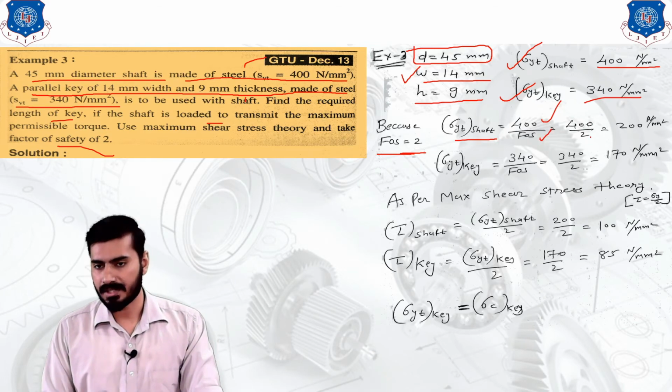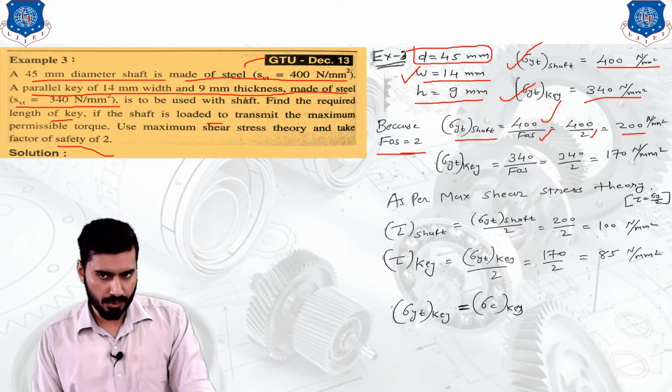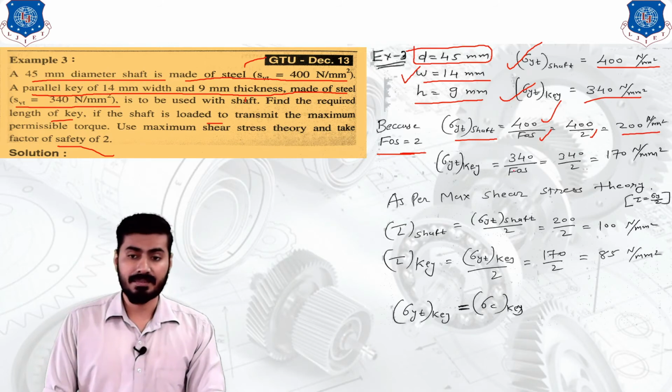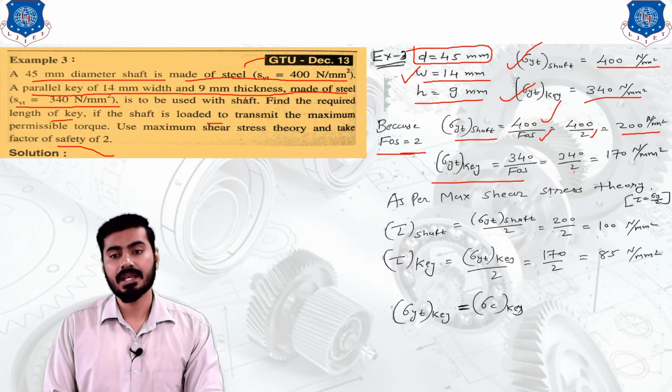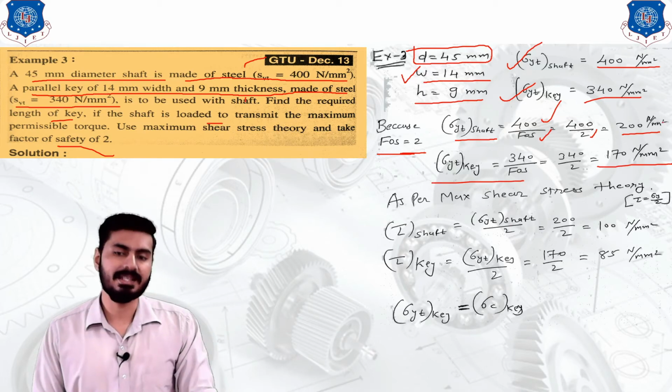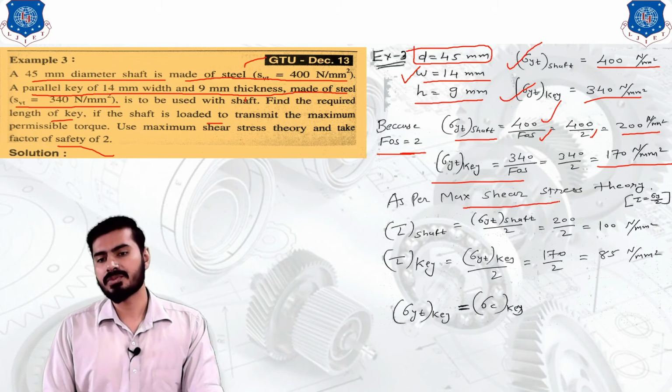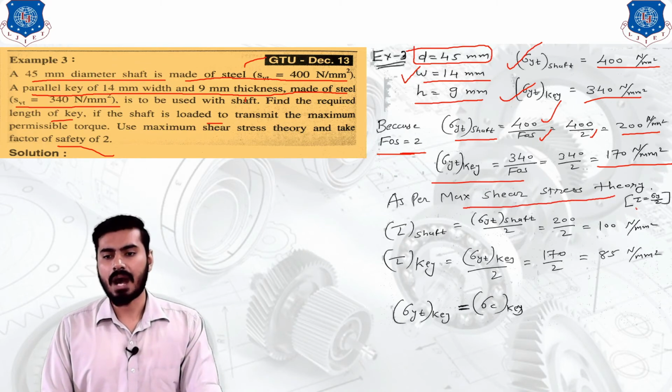So the factor of safety is 2. If you divide by 2, you will get the allowable stress as 200 Newton per mm square. A similar method is applied for the key, and for the key the allowable stress is 170 Newton per mm square. So according to maximum shear stress theory, tau equals sigma y by 2.